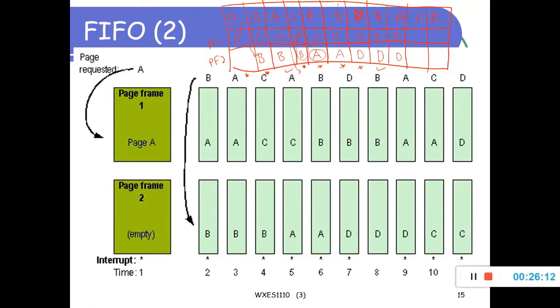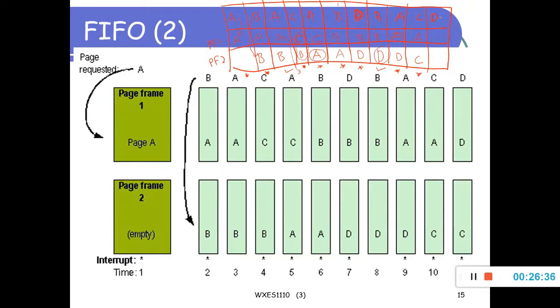And now C. This is a page fault. Now C has to enter, and there is no C in the page frame in memory, page frame 1 or page frame 2. So which one is the first in? First in is D. A is the most recent. D is the first in, so you have to remove D. Here you put A. So this is a page fault.